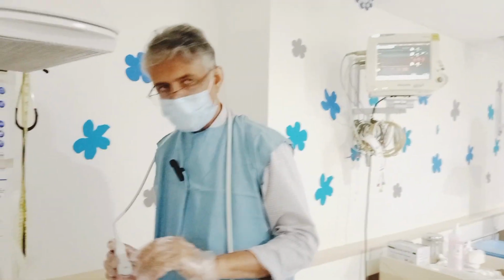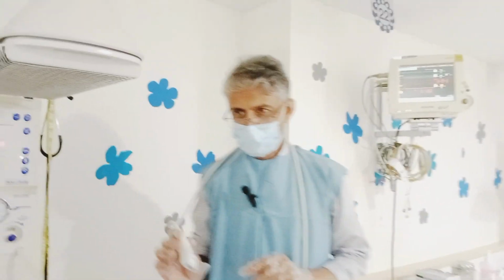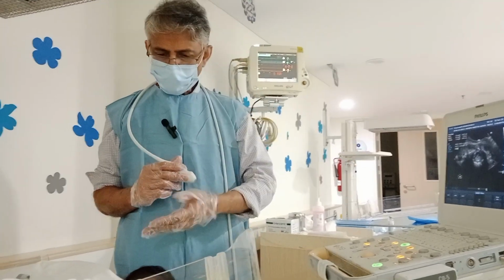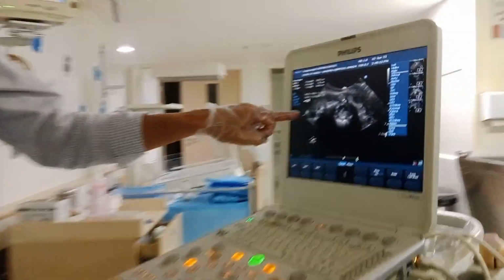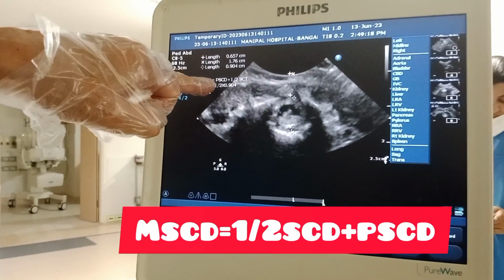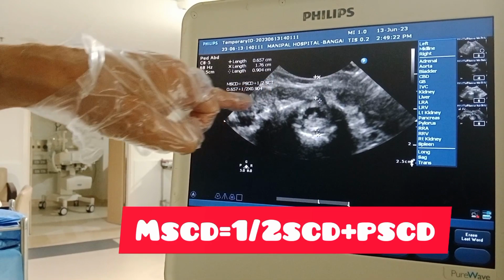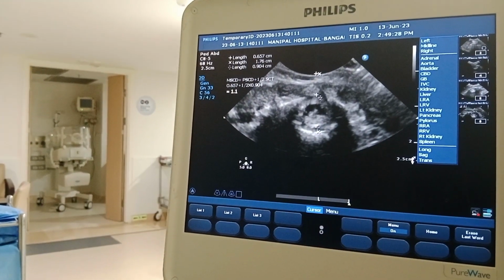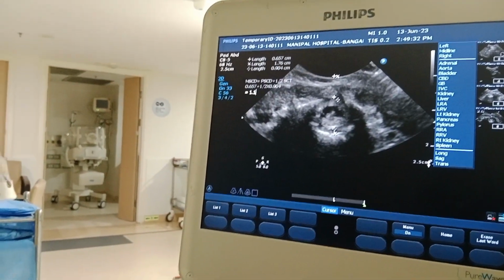Understood? Now let us do the lumbar puncture taking all the aseptic precautions. By using this formula, we got the needle insertion depth should be around 1.1. Okay? This is the formula we used: mid spinal canal depth is equal to posterior spinal canal depth plus half of spinal canal thickness. So this is very useful. If we know how much depth we have to go, it's easy to enter, and you can also customize the needle for the given gestation.